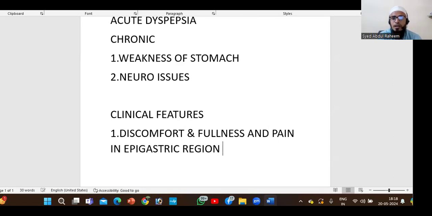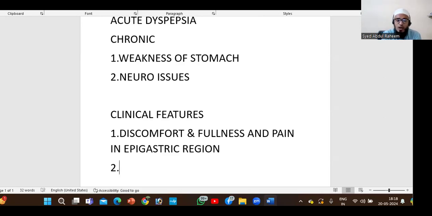Okay, this is the main clinical symptom the patient will come and tell you: sir, I have very much discomfort, fullness, and pain in the epigastric region. After eating food, without eating food, I am okay, no tension, I don't have any issues. After eating food, this will start and I will feel very bad. Next, simple things you have to remember, very important while asking the patient.